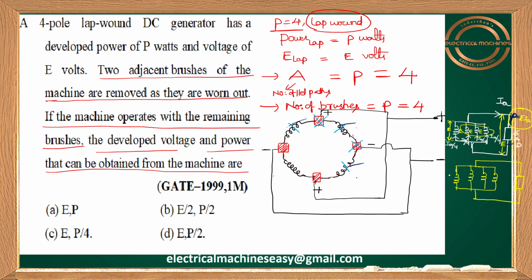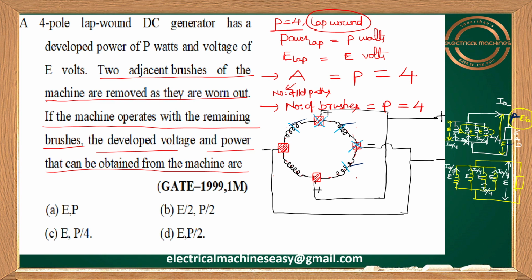Now tell me, I told you the voltage about this much. What is the voltage across this conductor? E. Here also E, here also E, here also E. Across this load also, I told you how much? E value. And what is the current flowing through each parallel path? IA by 4. Here also IA by 4, here also IA by 4, here also IA by 4.